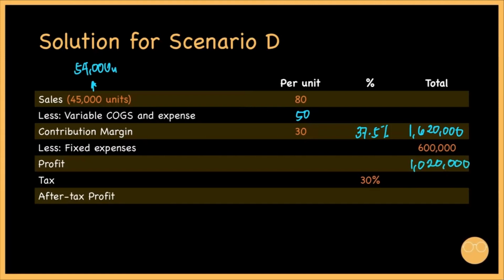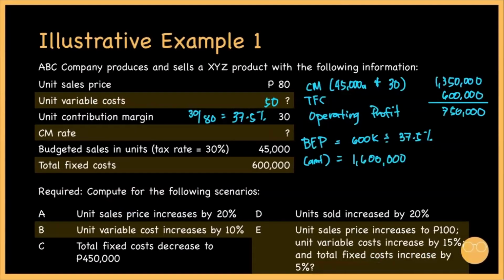Then our break-even point is 600,000 divided by 37.5%. That will give us 1.6 million pesos, which is exactly the same as our base amount. So meaning to say that if there is a change in the number of units sold, the break-even point in terms of amount will not be affected. But the operating profit before tax will now be 1,020,000 instead of 750,000. So it will increase because you will sell more. Then you will earn more operating profit.